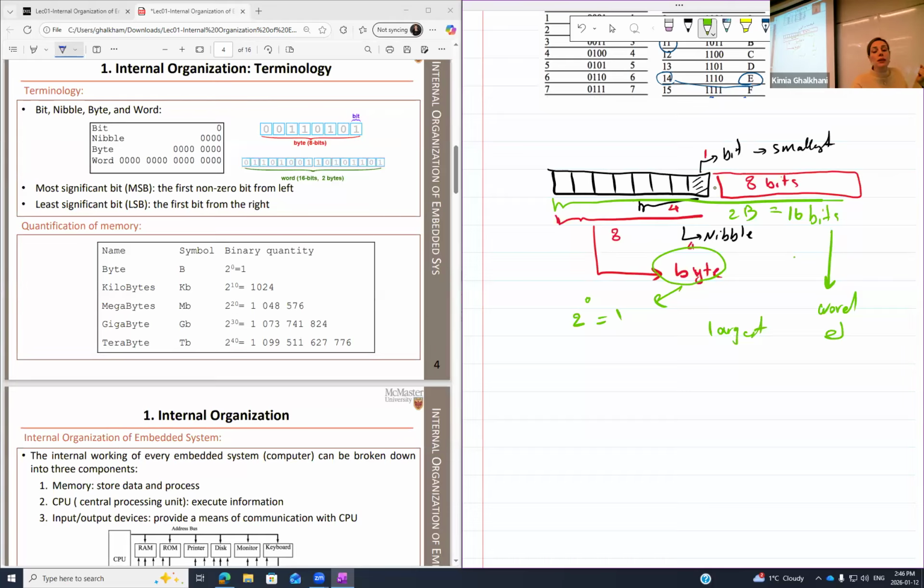Now, if I have a bigger memory, then I have to go for, let's say, 2 to the power of 10, which is a kilobyte. And usually a kilobyte is 1024. And then I have megabyte. Then I have giga, 2 to the power of 30. And usually 2 to the power of 30 is giga. This one is mega. And I have the biggest one, terabyte, which is 2 to the power of 40.